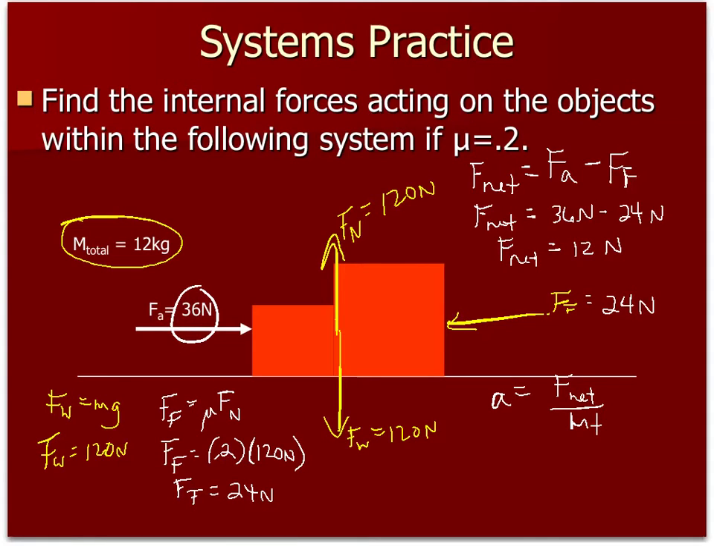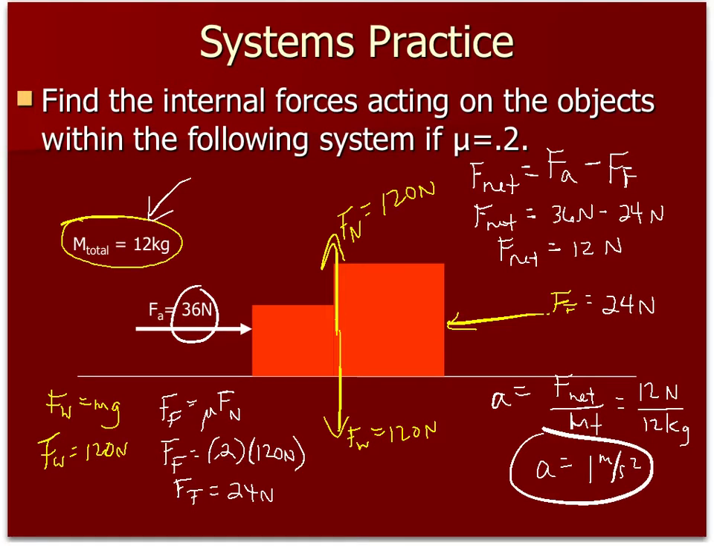Okay. And so I can plug my 12 newtons in here and divide that again by my total mass of the system, which is 12 kilograms. 12 divided by 12 is going to give me an acceleration on the system of 1 meter per second squared. Now that I have that acceleration of the entire system, I know that that's going to be equal to the acceleration on each of these two boxes when I look at them independently.